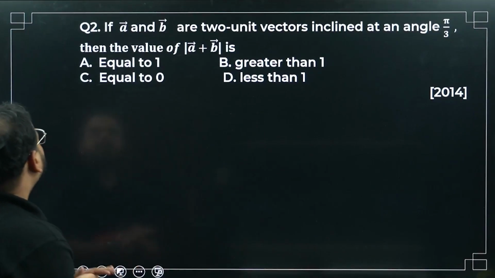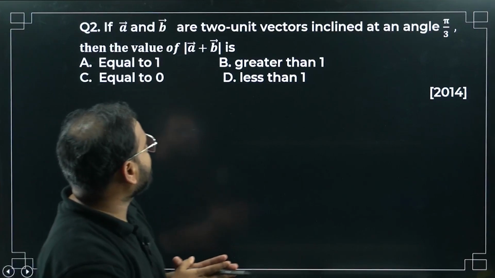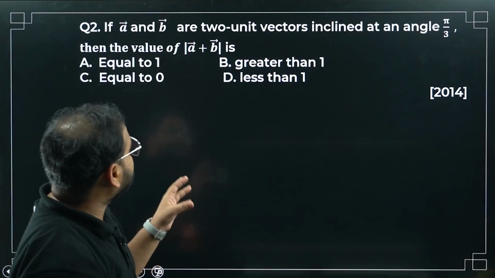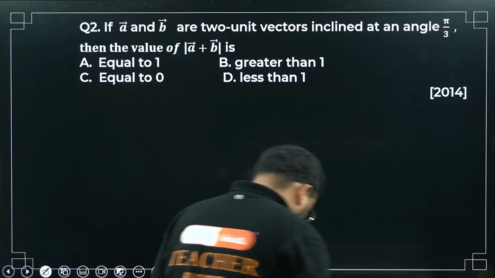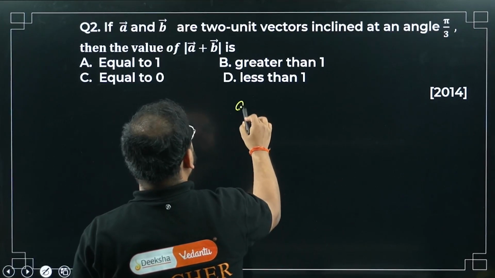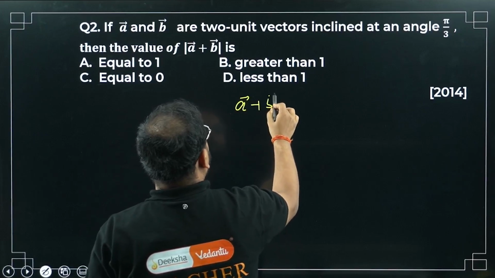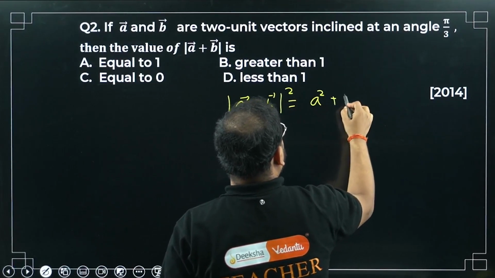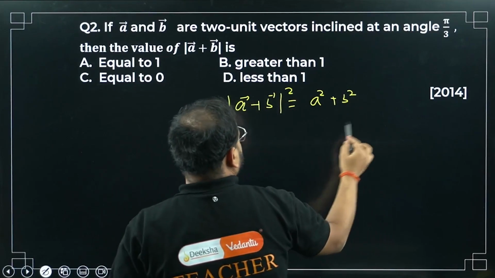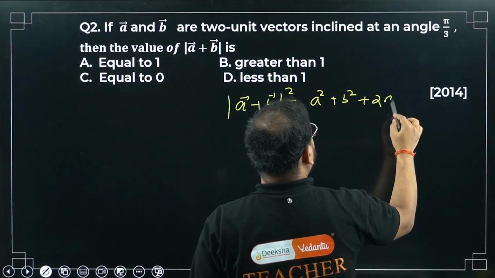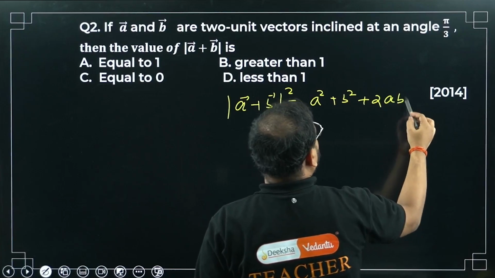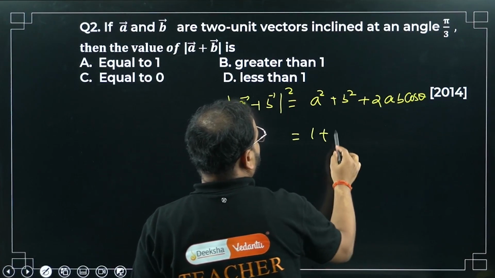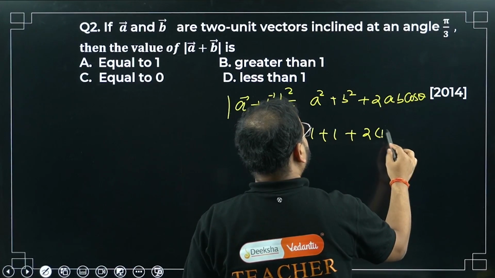Moving on. If A and B are 2 unit vectors inclined at an angle of pi by 3, then find the value of the mod of A plus B. Let's do it. How will we do it? Please check. I'll write A squared plus B squared plus 2 times AB cos theta. So this is going to be 1 plus 1 plus 2 times 1 into 1.